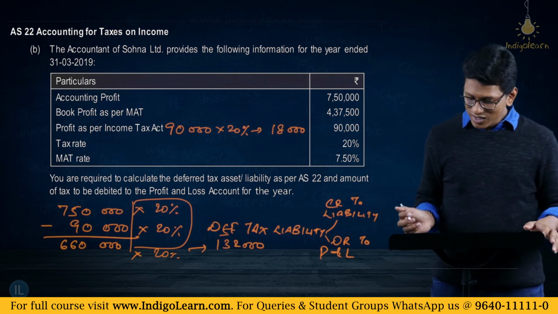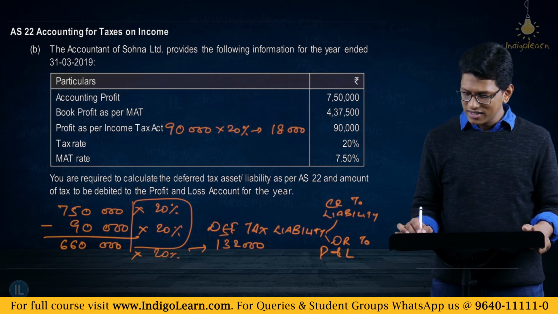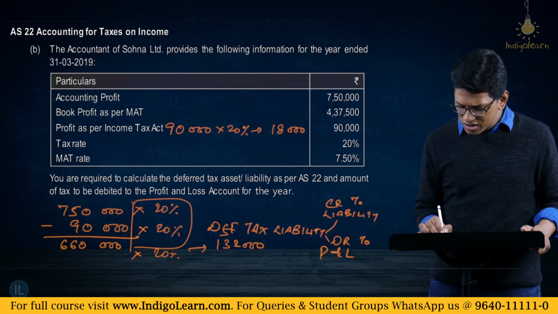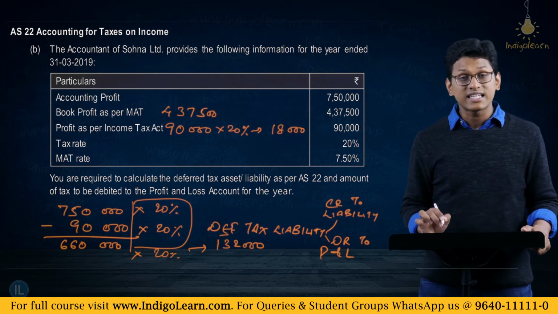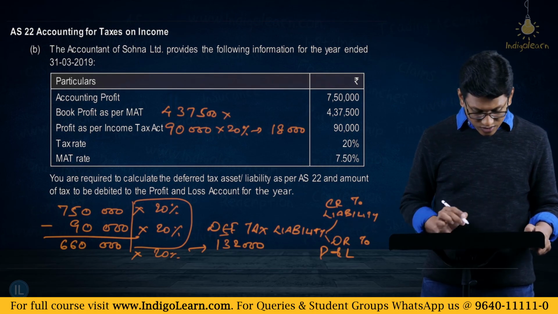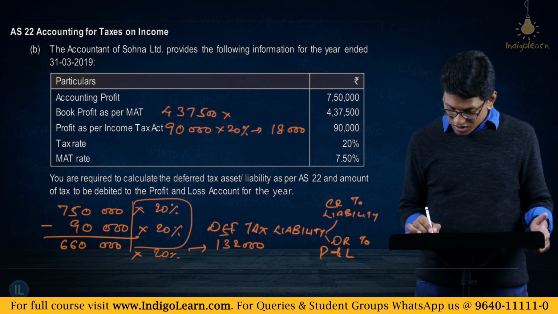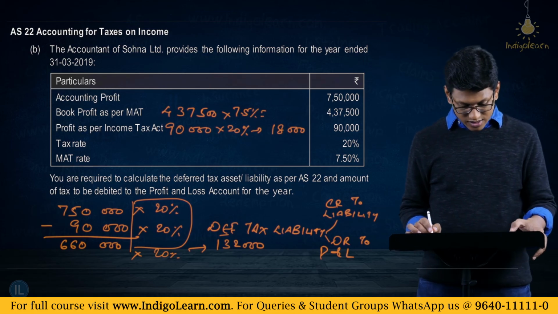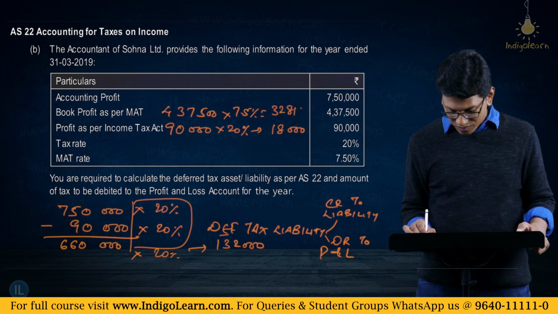To answer that, we should also calculate MAT. What is MAT? Book profit for MAT is 4,37,500. There is a special section in income tax for MAT calculation that you will learn as a part of your tax subject. 437,500 into, say, what is the MAT rate given in the question? 7.5 is what is given in the question, so 7.5%. Let's calculate. 4,37,500 into 7.5%, 32,813. I'll just round it off, okay?